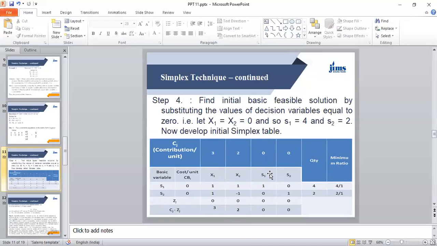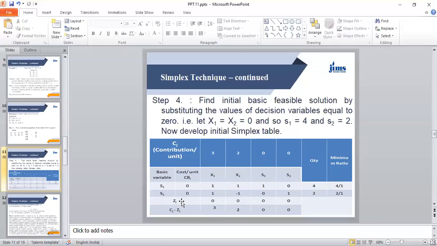Then we write quantity, and then another column is of maximum ratio. So now, after writing all these things, and the next column is quantity and then maximum ratio, we write the basic variables and their cost per unit.